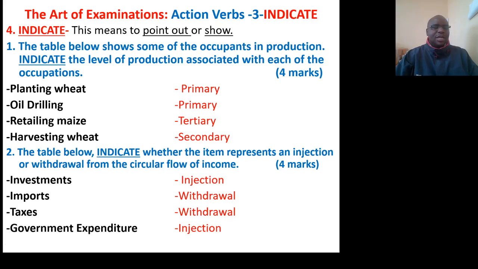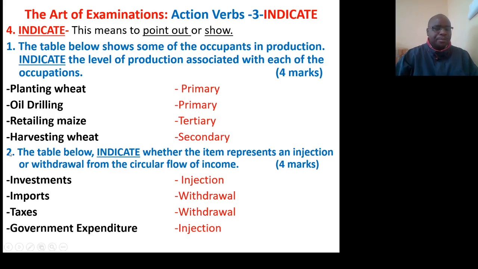Action verb 4. Indicate. This means to point out or show. The table below shows some of the occupations in production. Indicate the level of production associated with each of the following occupations. Planting wheat is primary occupation. Oil drilling is primary occupation. Retailing maize is tertiary occupation. Harvesting wheat is secondary occupation or level of production.